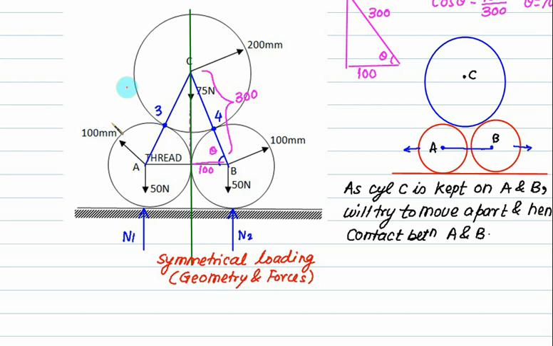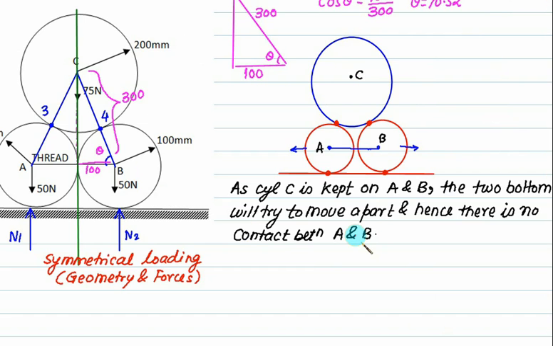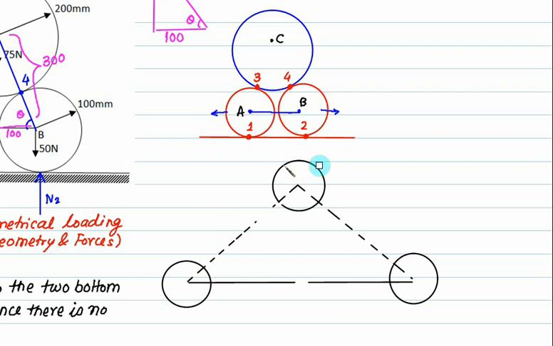So only half part is solved. How many contact points do we have? We have one contact here, that is 1. We have one contact here, that is 2. We have one contact here equal to 3, and one contact equal to 4. We don't have a contact between A and B. So separate this figure and draw it. Okay, we have separated the 3 cylinders.